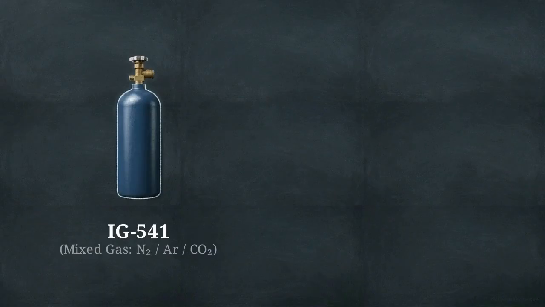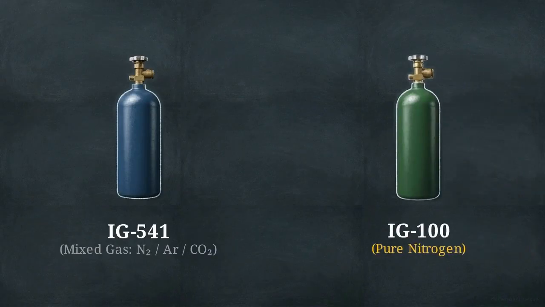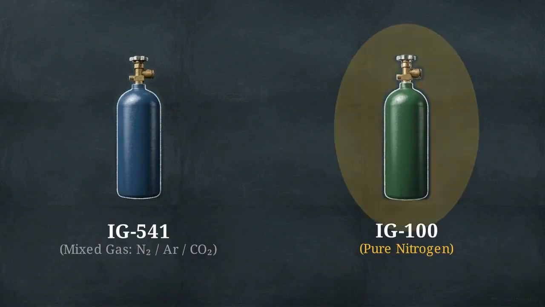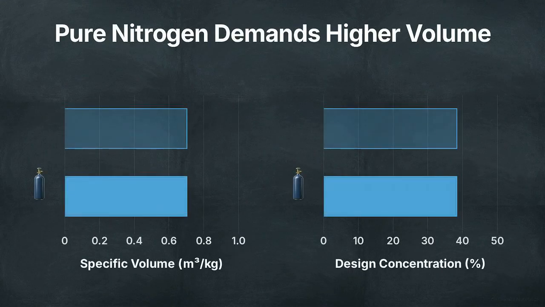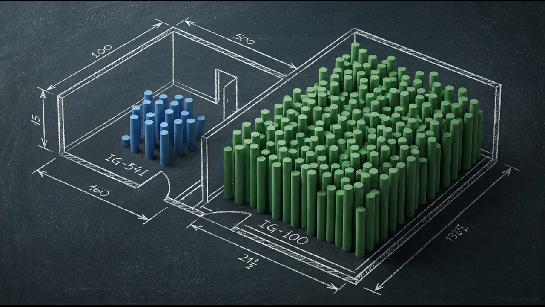cylinders. If we run the same room parameters using IG-100, which is pure nitrogen, the physics shift. IG-100 requires a higher 41.9% concentration for energized Class C hazards. Because pure nitrogen has a different specific volume and requires a higher concentration, achieving suppression in the identical room requires 254 operating cylinders, significantly expanding the required physical storage footprint.